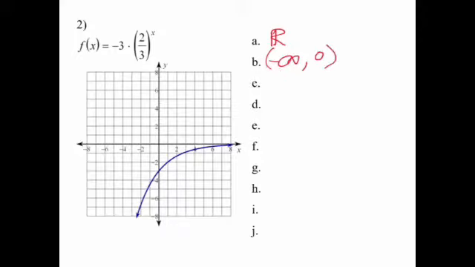And that brings me to the next part. Where's my x-intercept? Well, it doesn't exist because it doesn't cross the x-axis. It does have a y-intercept though. Where does it cross the y-axis? It's going to be right there. That's the point (0, -3).